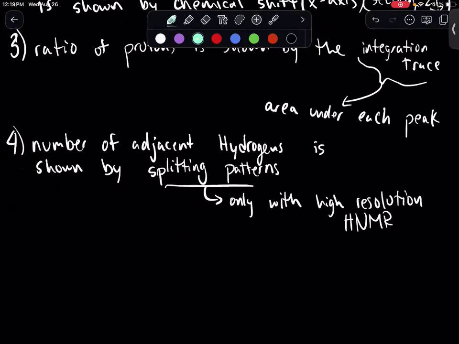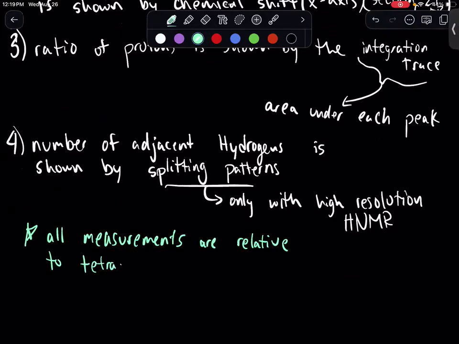So the last thing, it's not specifically a point, but basically all measurements, everything we see, are relative to tetramethylsilane, also known as TMS. TMS has a chemical shift of 0. So we get all our data from this standard called TMS, and we're also going to talk about TMS in a little bit after we do an example.